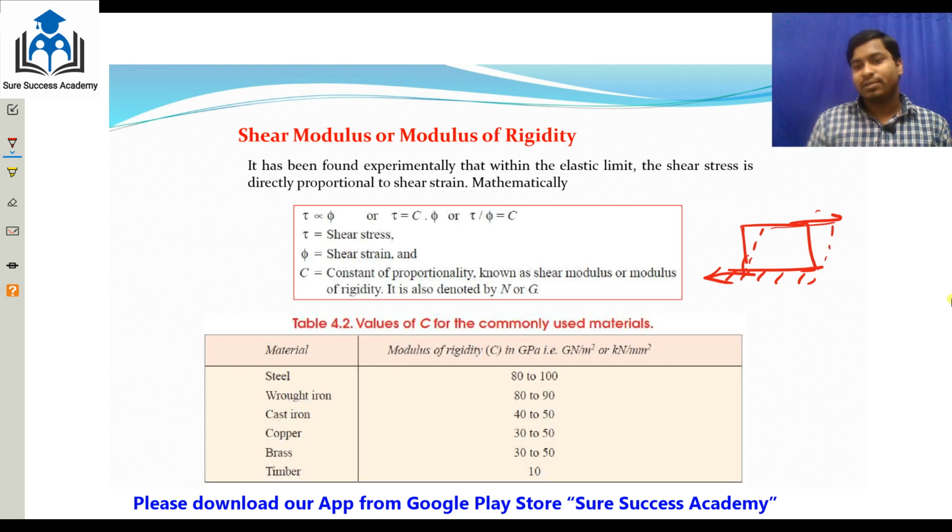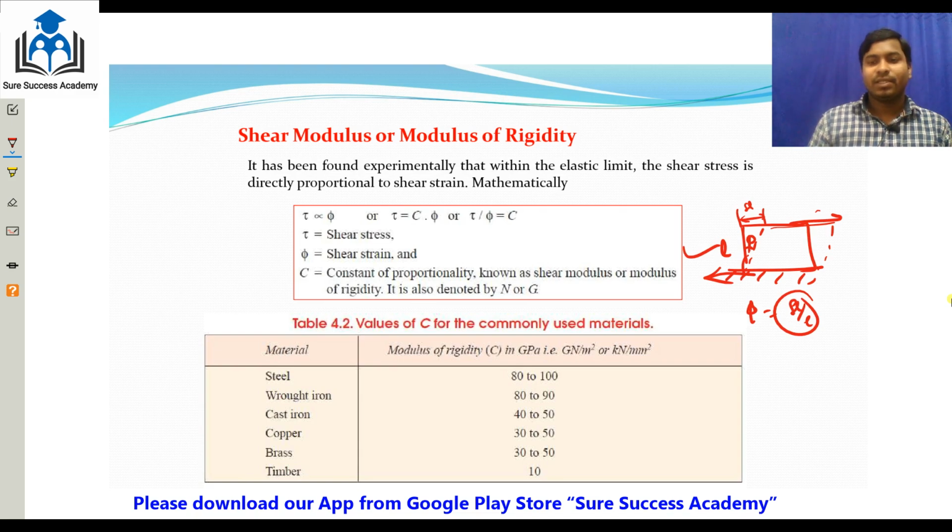This angle is called phi. This length is L, and this is how much deformation has happened, del L. The shear strain is equal to del L by L. Like that we calculate in strength of materials. Phi is equal to shear strain, the angle.